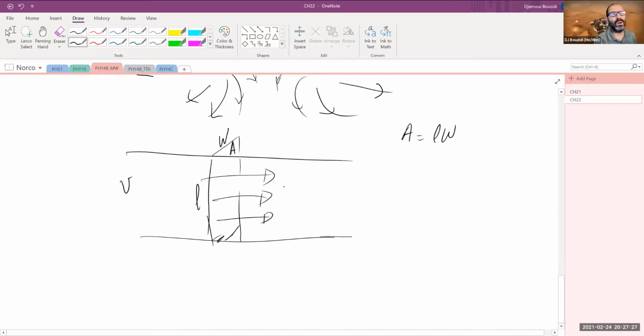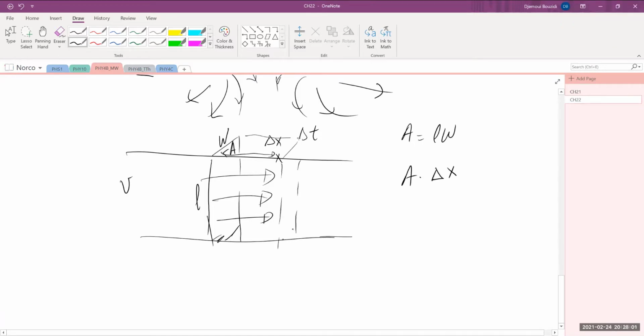So in this case, I'm interested in how much volume of fluid will pass in some amount of time delta T, for example. After delta T, the fluid that passes this point in here is delta X. Do you guys see that? If I wait a delta T amount of time, this is how much fluid has passed. So the amount of fluid, I mean volume, is going to be the area times delta X. Do you guys agree that this is the amount of fluid that has passed in delta T amount of time?